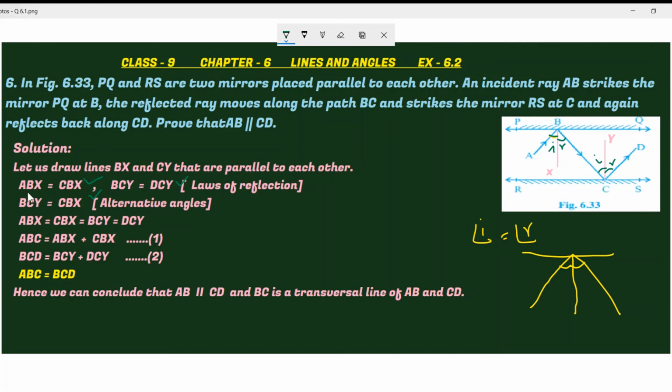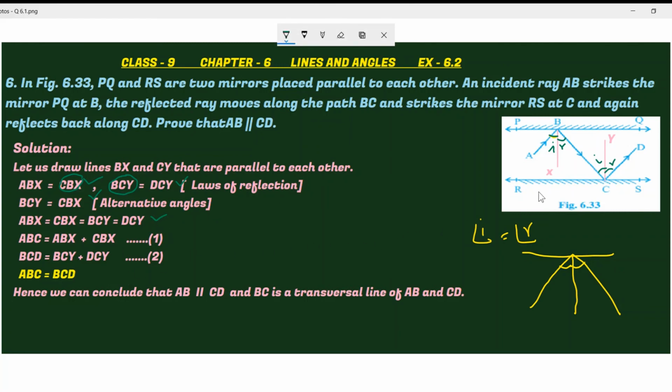You can see ABX is equivalent to CBX and BCY is equivalent to DCY, but these two are equal. If these two are equal, then I can say all the angles are equal to each other. So I have written ABX is equivalent to CBX is equivalent to BCY is equivalent to DCY. That means all four angles are equal to each other.